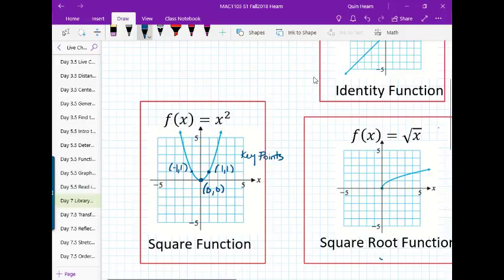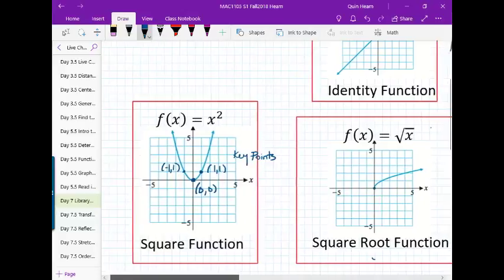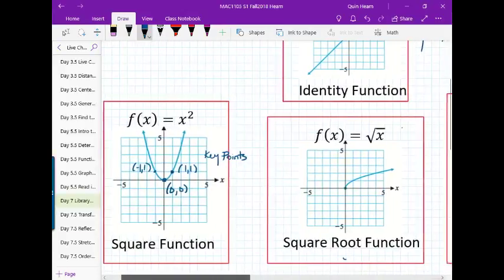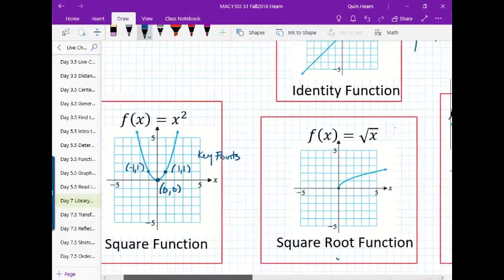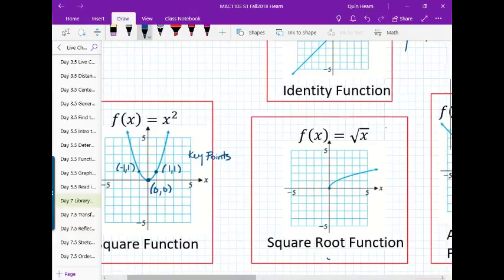And the purpose of these three key points is that if you can figure out where these 3 points move to when we perform an operation on the function, then you'll know exactly what the shape of the graph is. This is much more efficient than just trying to plot points where you don't know what part of the graph you're actually plotting. So, for example, a person might plot these 2 points up here and think they have a straight line when in fact they don't.